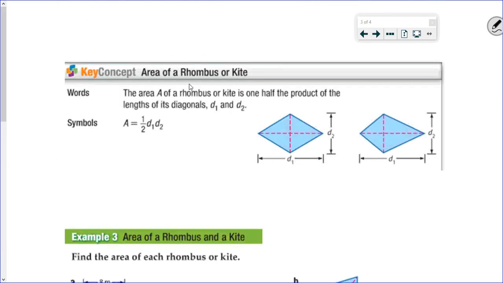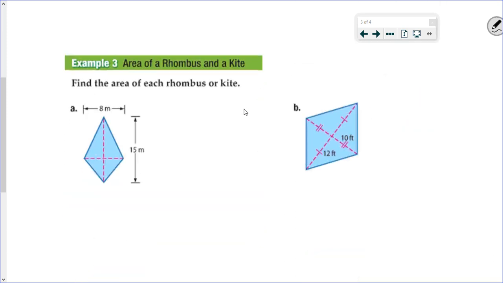As we look at this here, the area of a rhombus or kite is 1/2 the product of the lengths of its diagonals, d1 and d2. These diagonals aren't necessarily going to be the same length, but to find the area, you just do diagonal 1 times diagonal 2 times 1/2. So pretty straightforward here. Let's go ahead with example 3. We'll do one kite, and then example B will be a rhombus.